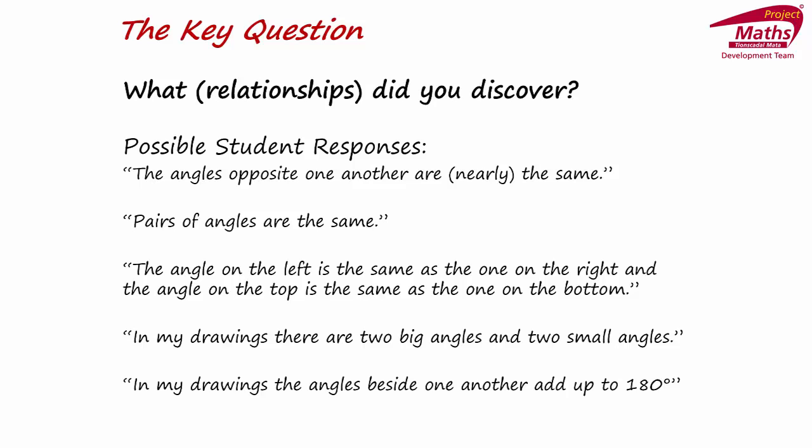Some students might say that in my drawings the angles beside one another add up to 180 degrees. Now this isn't exactly what we're looking for, because we're looking for the vertically opposite angles to be the same, but this will be very, very useful to keep in mind when we are going to prove that vertically opposite angles are equal in measure.